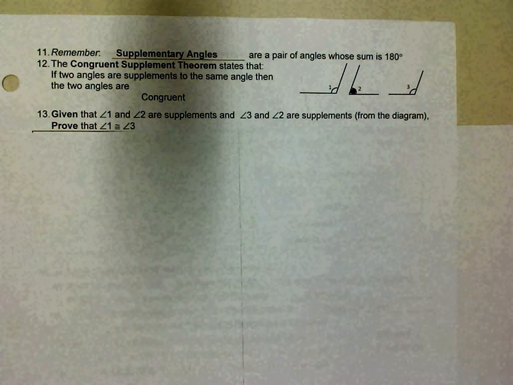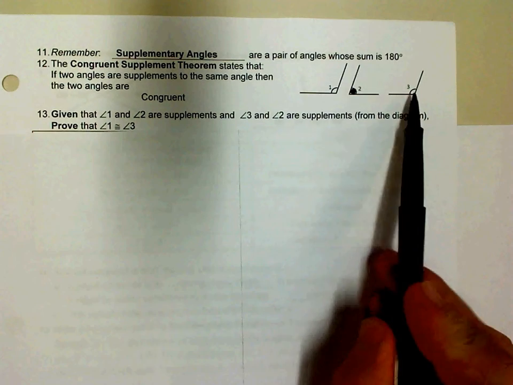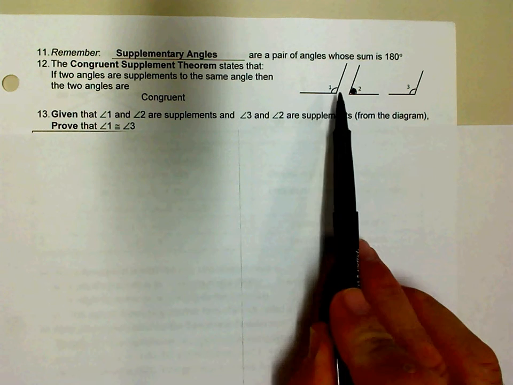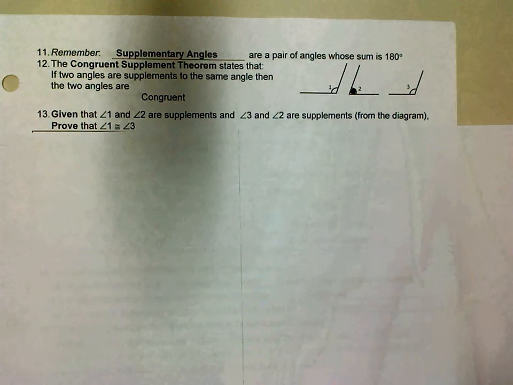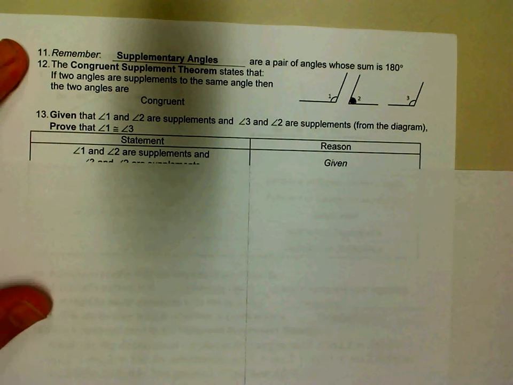By this theorem, we don't have to check the measures of both of these. We know for sure that angle 1 will be congruent to angle 3. Let's do a quick proof of this. So first of all, we're going to start with that statement.